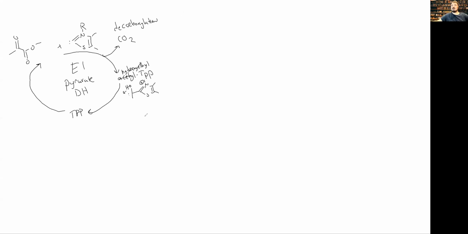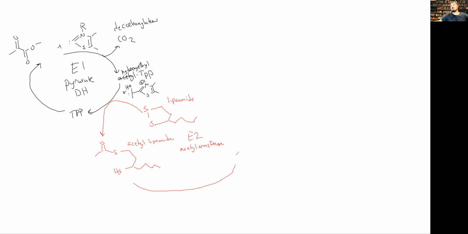Okay. So what we're going to see here is the lipoamide coming around. Here's our lipoamide, and we're going to be picking up our acetyl group. This is an E2, an enzyme 2, our transacetylase or acetyltransferase. Okay. Acetyllipoamide, and what we're going to do is we're going to be dropping that off. So let me draw this the same way. Okay. CoA is going to come in.